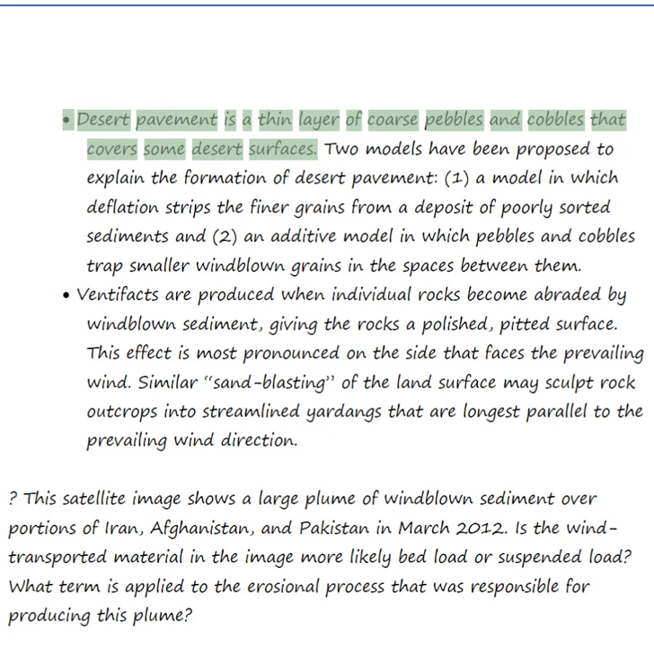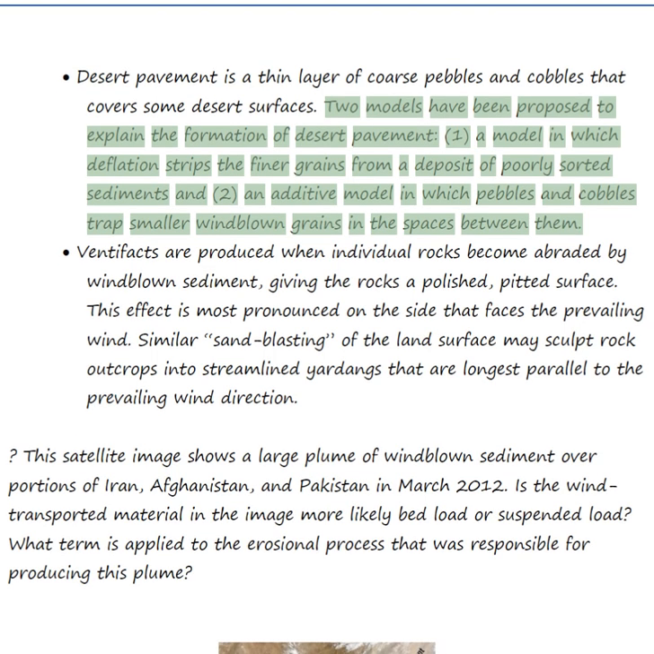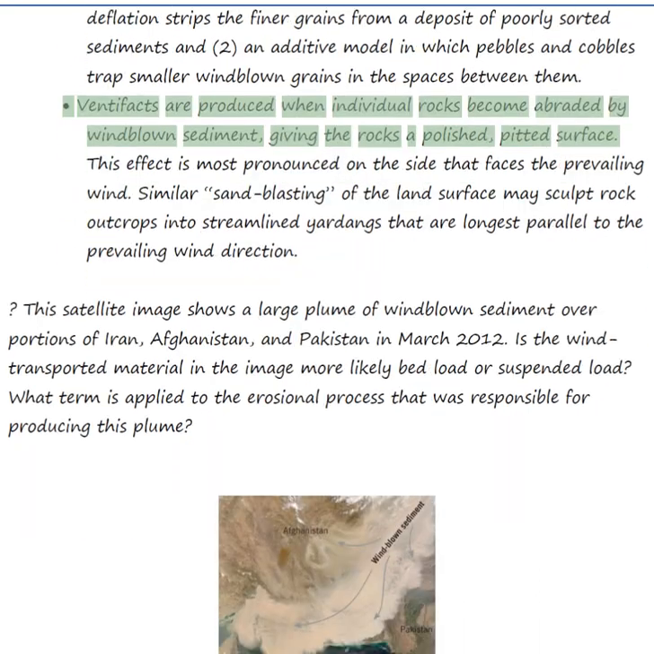Desert pavement is a thin layer of coarse pebbles and cobbles that covers some desert surfaces. Two models have been proposed to explain the formation of desert pavement: a model in which deflation strips the finer grains from a deposit of poorly sorted sediments, and an additive model in which pebbles and cobbles trap smaller wind-blown grains in the spaces between them. Ventifacts are produced when individual rocks become abraded by wind-blown sediment, giving the rocks a polished, pitted surface.